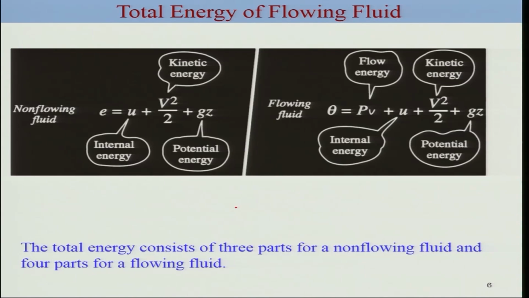One is a non-flowing fluid, another is a flowing fluid. So for the case of a non-flowing fluid, you have three terms. Okay, these are all on a unit mass basis. You have internal energy, kinetic energy, and potential energy. For the case of a flowing fluid, you have not only these three terms which were there for the non-flowing fluid, but in addition you have a flow energy. Okay, so there are four terms which are part of this particular expression for the flowing fluid.